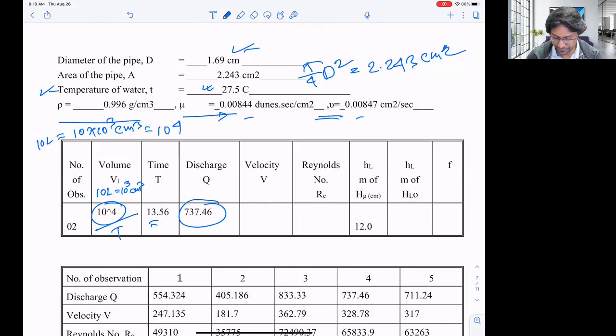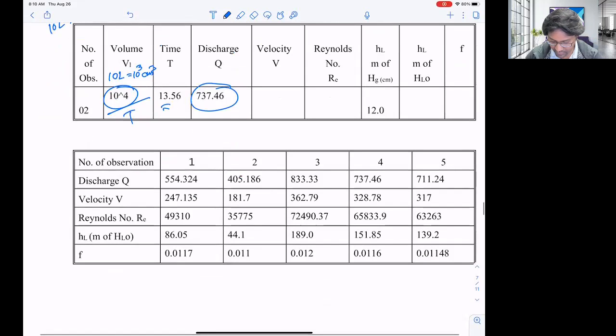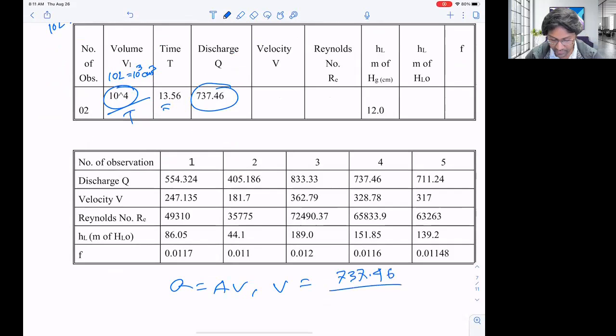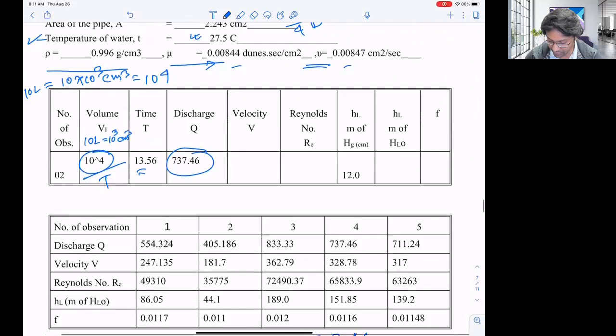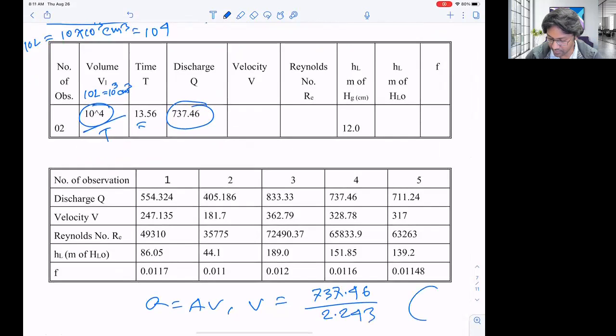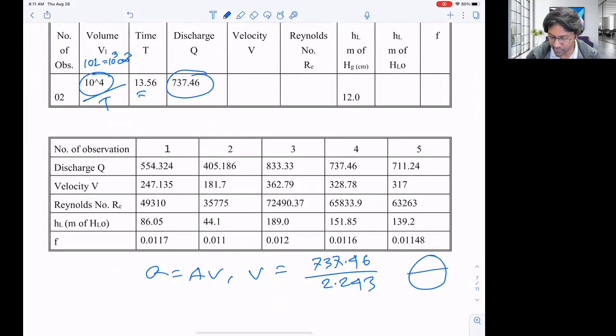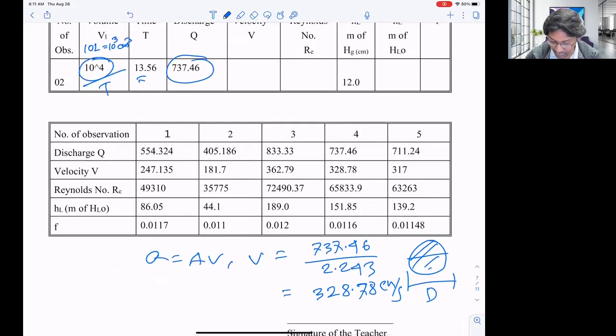And what is the velocity? Q is equal to A V, so V is equal to Q divided by the area: 737.46 divided by the area. What is the area? 2.243, because we know the pipe is like this, with water flowing through it, and that is the diameter D. So this divided by 2.243 is huge because of friction, the velocity is too fast: 328.78 centimeter per second, which means 3.28 meter per second.